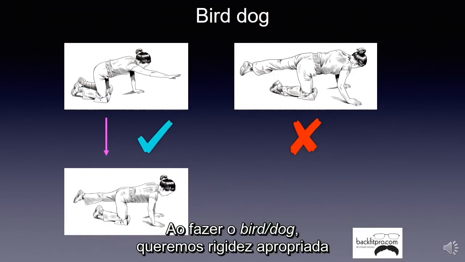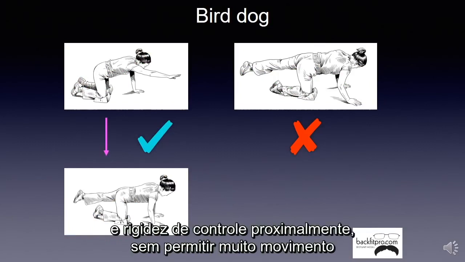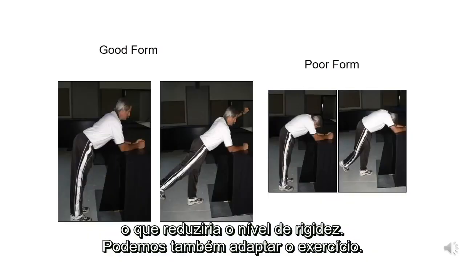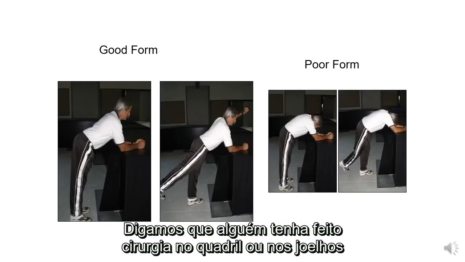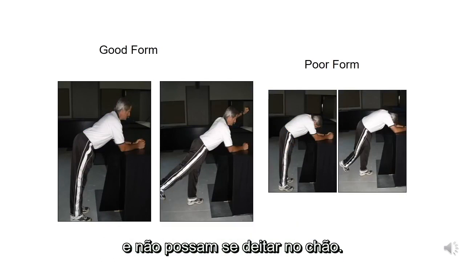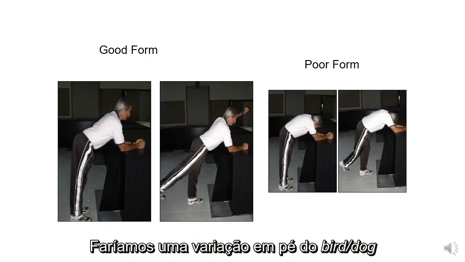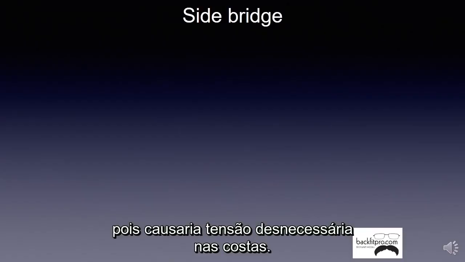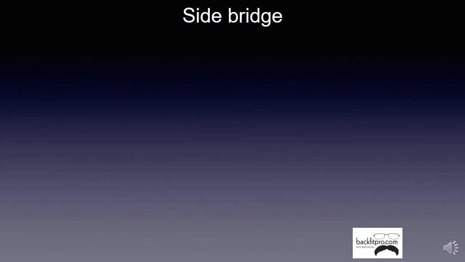When doing the bird dog, we want appropriate stiffness, controlling stiffness proximally, and not allow too much movement, which reduces the amount of stiffness. And then we might adapt the exercise. Say someone had hip replacement or knee replacement and they couldn't get down to the floor. We would then do a standing variation of the bird dog, but we wouldn't allow poor form to take place and cause unnecessary stress on the back.